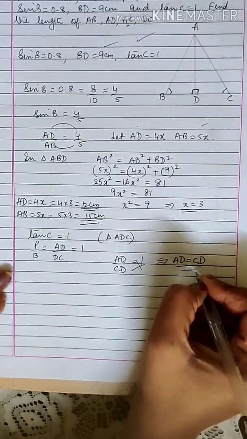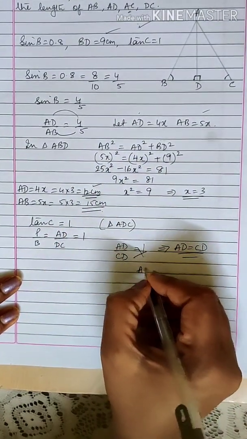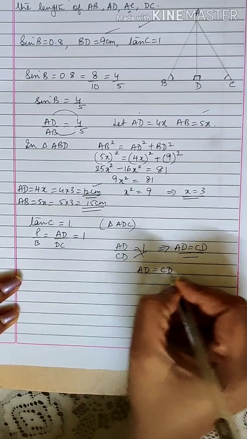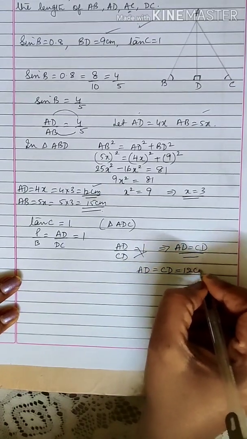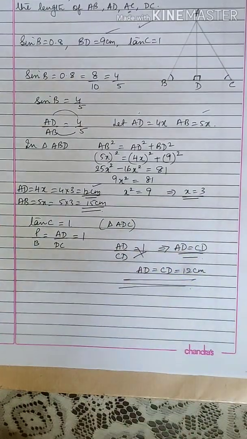Now AD is equal to CD. We know what is AD. AD is 12 centimeter. So AD is equal to CD is equal to 12 centimeter. So this is the way you do the sum.